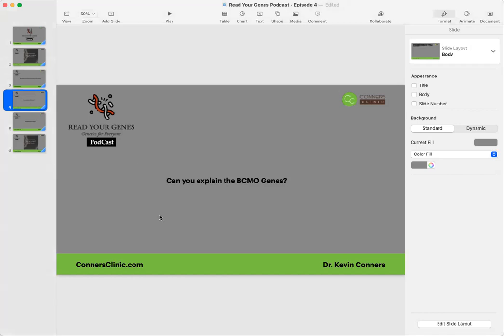Next question: can you explain the BCMO genes? So the BCMO1 gene is what we look at on your genetic pathway, and that really ties to vitamin A, the conversion of beta carotene to vitamin A that's usable in your body. So how you use vitamin A. If you have defects on this family of genes, you've got to consider adding a supplemental vitamin A to your protocol.